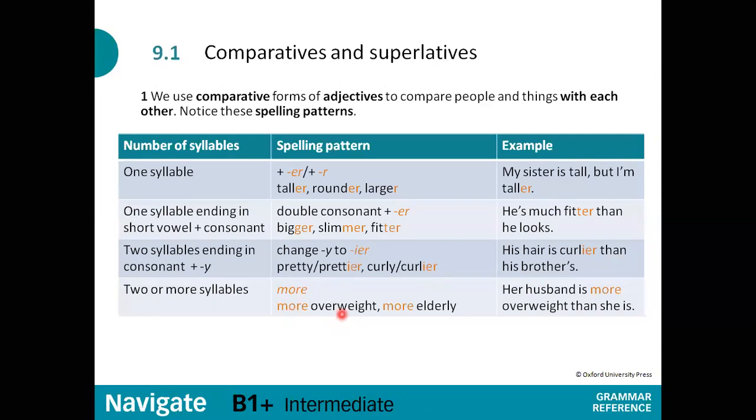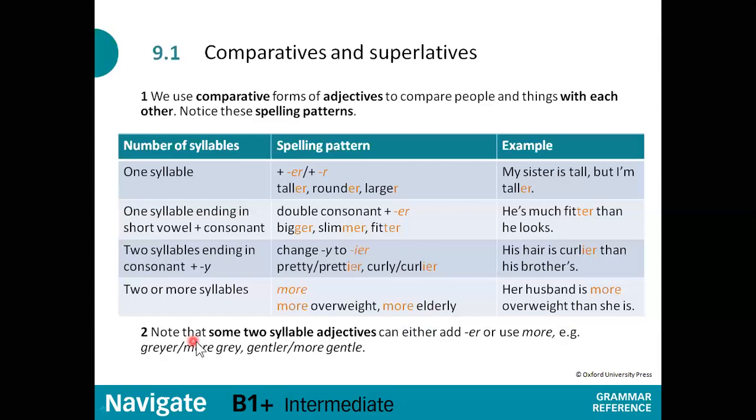For example, overweight, it's a two-syllable adjective. You should add more before it to make it comparative. More overweight. Next word is elderly. You say more elderly. So you cannot add er to these adjectives because they have two or more syllables. All right, for example, her husband is more overweight than she is. So here you can see overweight and you should use more. And so two people are compared here. I hope it's understandable.